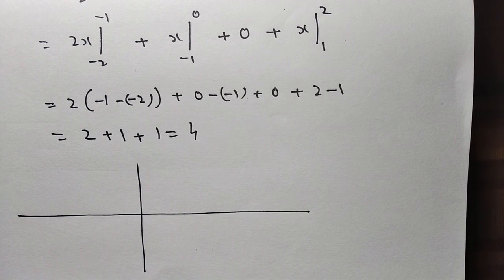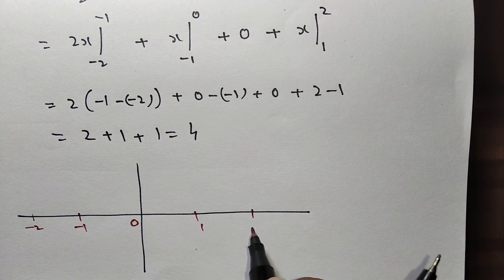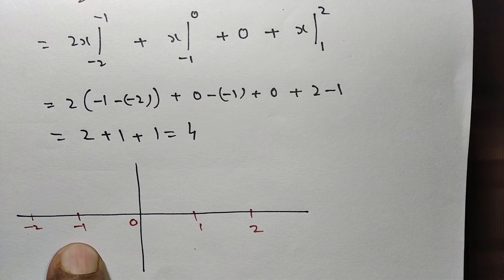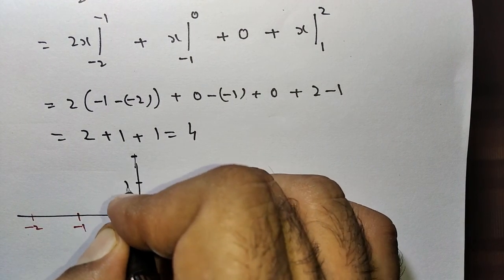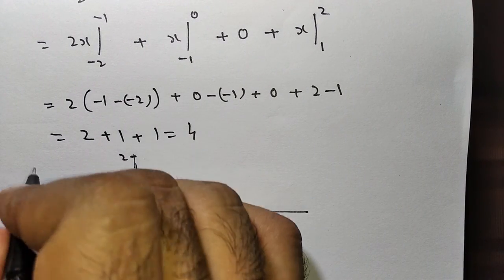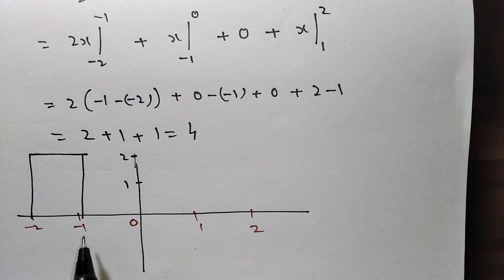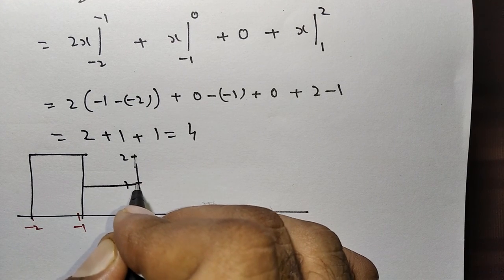Then we have this minus 2, minus 1, 0, 1 and 2. From minus 2 to minus 1 the greatest integer function will give value minus 2, and mod will give 2. So we have value 2 from minus 2 to minus 1. Similarly from minus 1 to 0 the greatest integer function will give value minus 1, but mod will give plus 1. So we have this value.